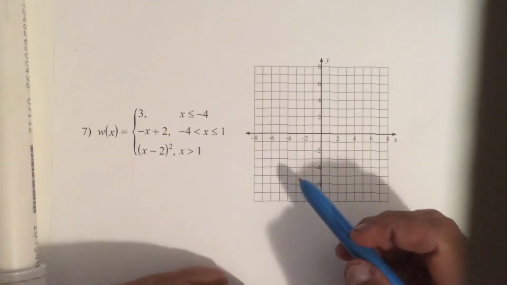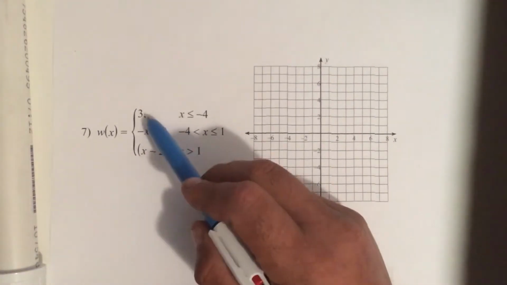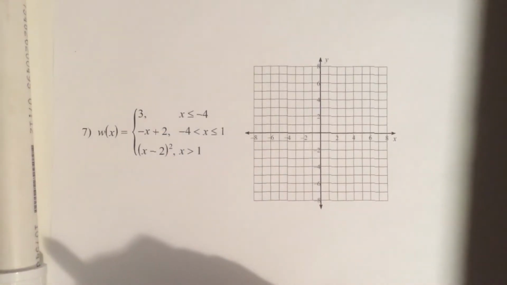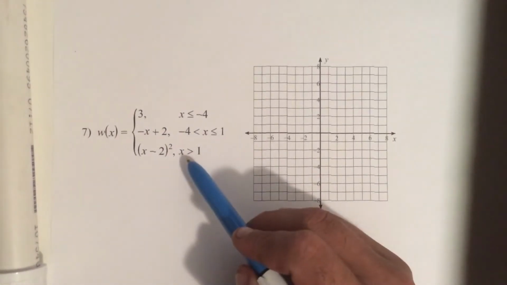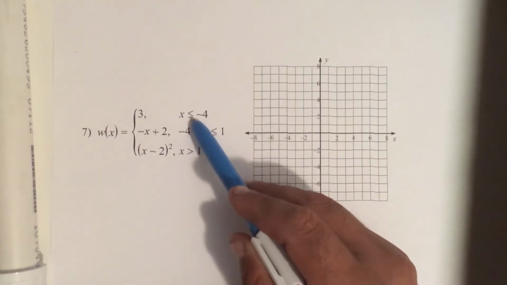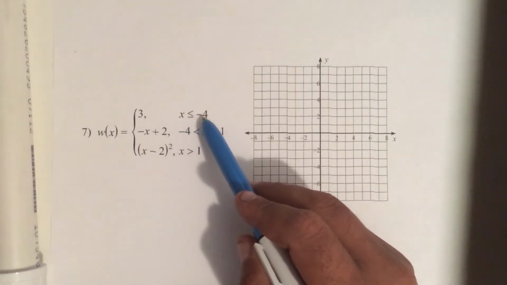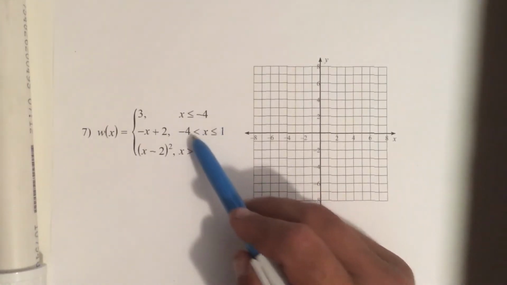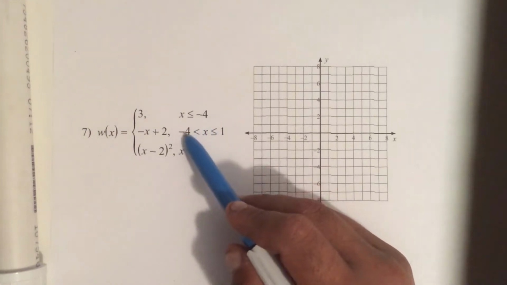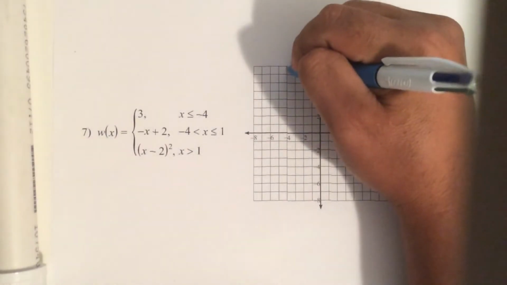This is part 3 of foldable number 3. We have 3 functions here again for our piecewise function. So we're going to go ahead and start off by restricting our domain. The first one is x is less than or equal to -4, and the other one also starts with -4 here. So we know our first restriction is going to be at -4.